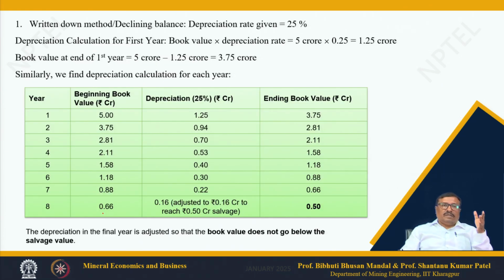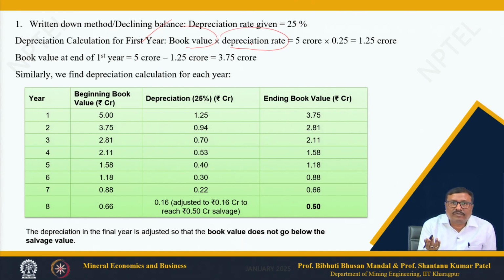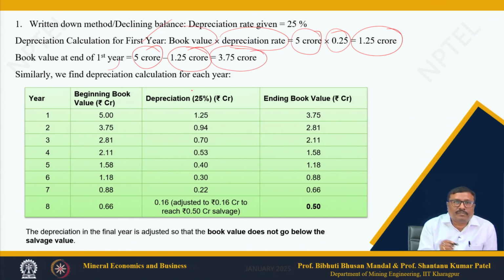Now, for the written down method or declining balance, the depreciation rate given is 25%. The depreciation calculation for the first year is the book value, meaning the previous value, multiplied by the depreciation rate, which is 25%. So, 5 crore into 0.25 is 1.25 crore in the first year itself. The book value at the end of the first year will be 5 crore, the price, minus the depreciation we have charged for the first year, so it will be 3.75 crore.